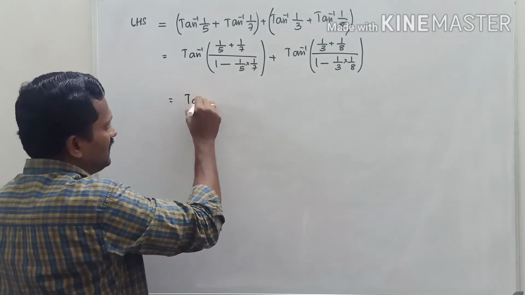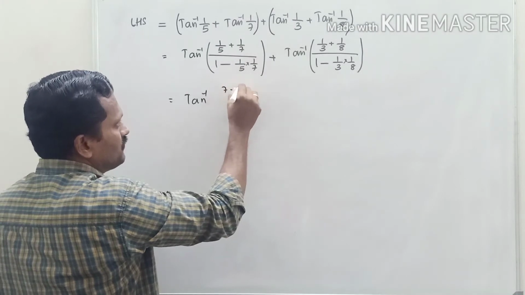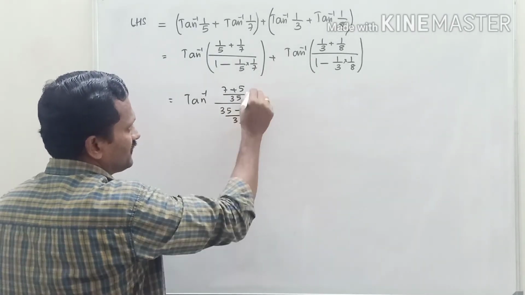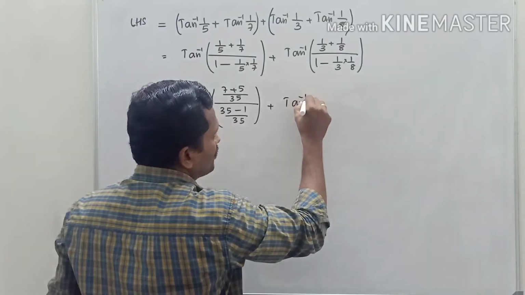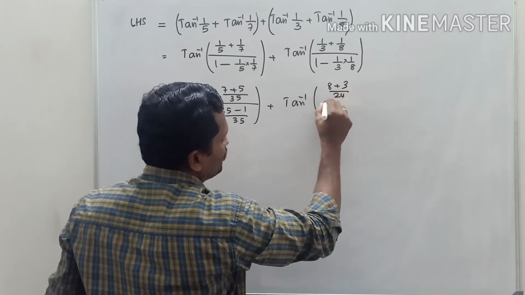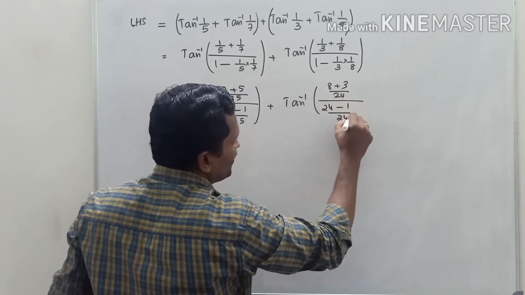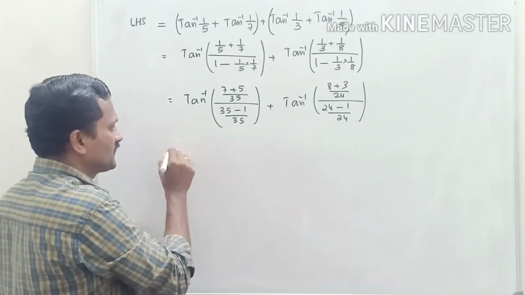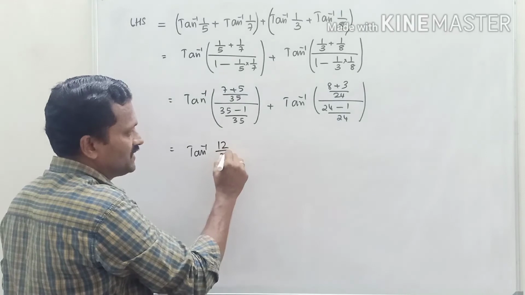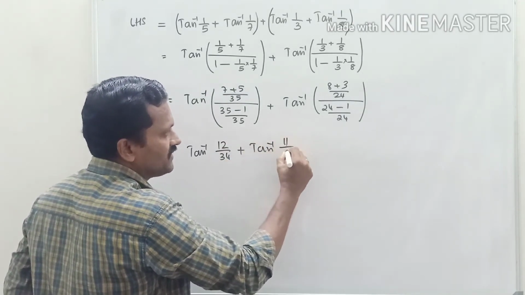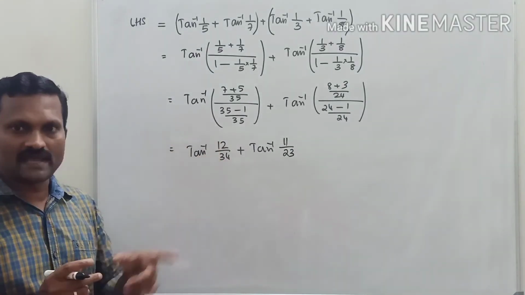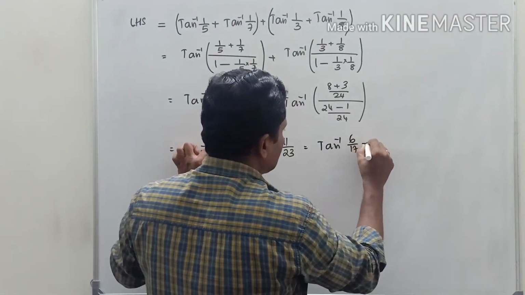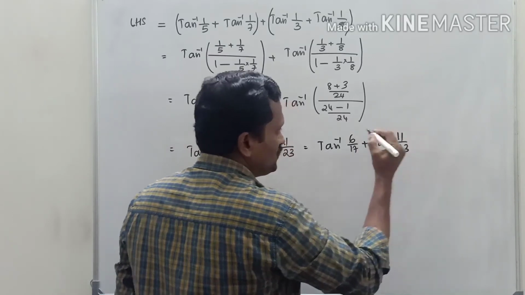That is tan inverse of (7 plus 5 divided by 35) by (35 minus 1 by 35), plus tan inverse of (8 plus 3 by 24) by (24 minus 1 by 24). That is, 35 gets cancelled, remaining tan inverse 12 divided by 34 plus tan inverse 11 divided by 23. Again, 12 and 34 cancelled by 2. Then the answer is tan inverse 6 by 17 plus tan inverse 11 by 23.